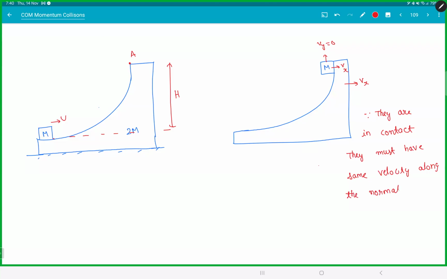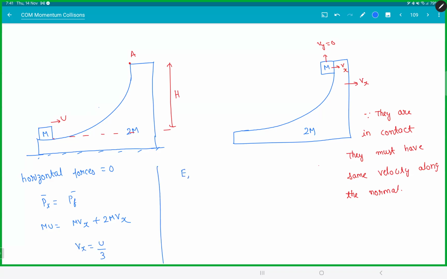Now be careful here. Vertically, there are forces: normal reaction from the ground, mg, all these are external forces on the system. Horizontal forces are zero. So horizontal momentum is conserved. P initial equals P final. This is mu, this is mVx plus 2mVx, because this is 2m. So Vx is equal to u by 3.